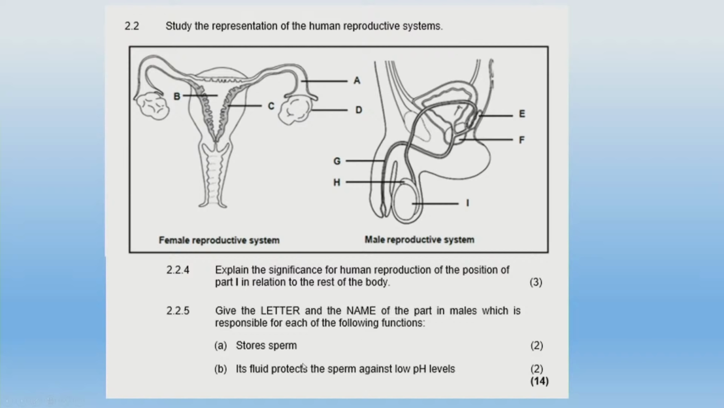Then we move to number B: the fluid protects the sperm against low pH levels. Number B will be F. Let us look at F, and F represents the prostate gland. As I have said, please make sure that you know your glands and the functions of each.